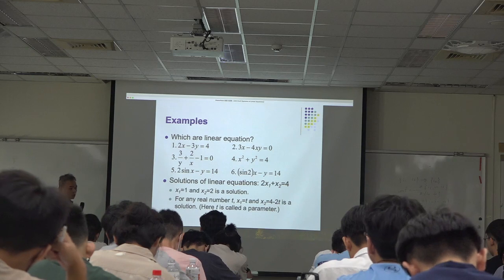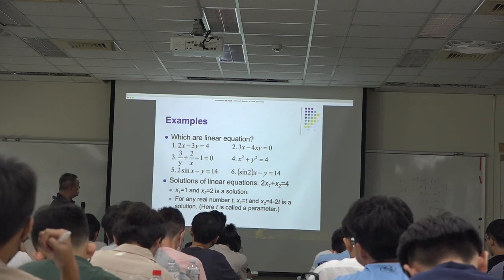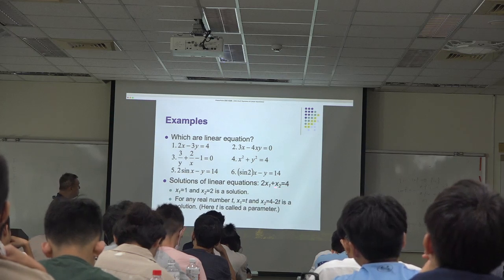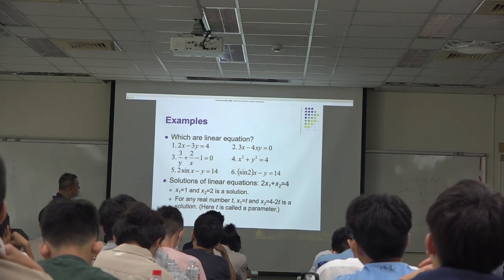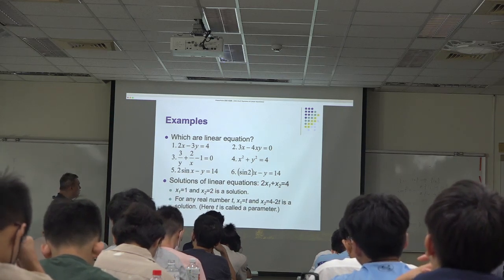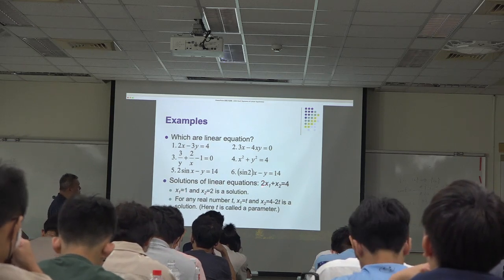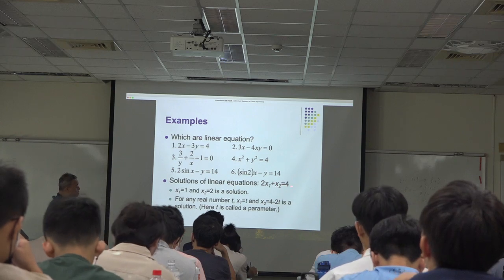Also we talk about solutions. For the linear equation 2x1 plus x2 equals 4, when we put 1 for x1 and 2 for x2, we get 2 times 1 plus 2 equal to 4.